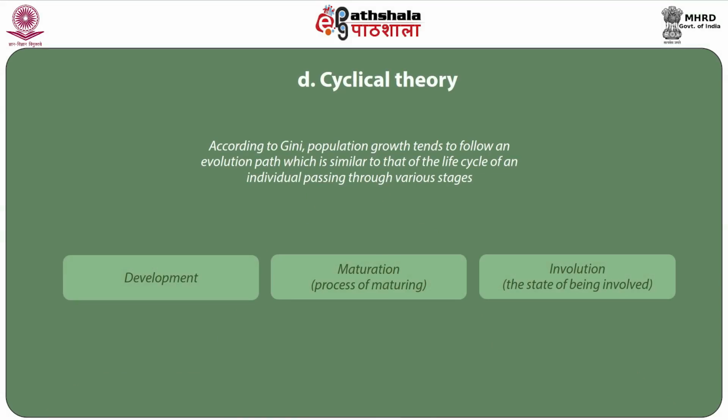The last theory under the biological theories of fertility is the cyclical theory. This was propounded by an Italian biologist, Corrado, who stated that population tends to follow an evolution similar to that of the life cycle of the individual, passing through the successive stages of development, maturation and involution.